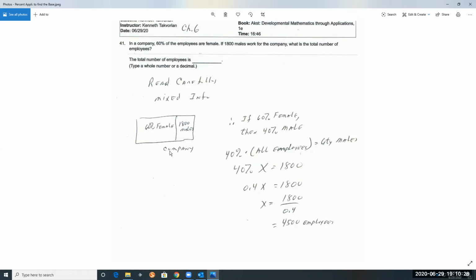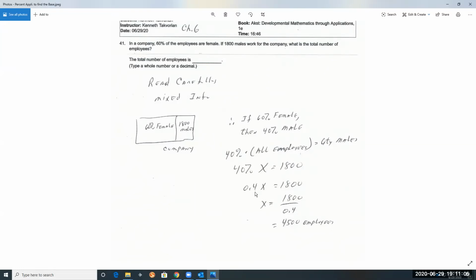Make a little diagram. Notice that 60% are female, but over on this side, there are 800 males. That's mixed information: female, male, percentage, quantity. If there are 60% female, that means that there are 40% male. If we want to look at all the employees of the company, male and female, and we take 40% of it, 40% represents the males, that should equal the quantity of males, which is 1,800.